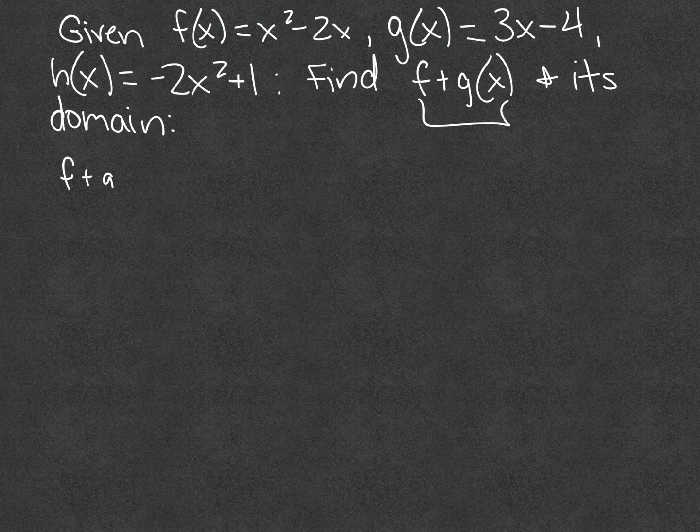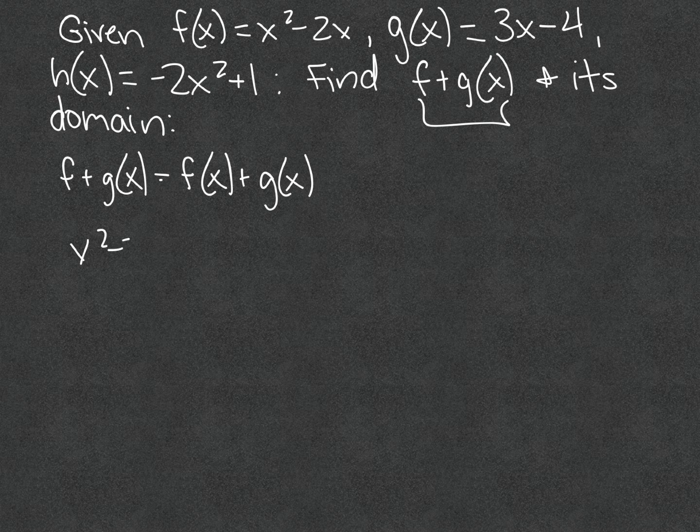What (f plus g)(x) means is that we are taking our function f of x and adding our g of x function to it. So all we're doing is we take x squared minus 2x plus, I'll just keep it in parentheses for the time being, 3x minus 4.